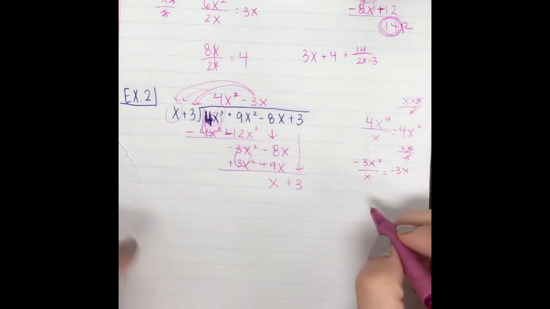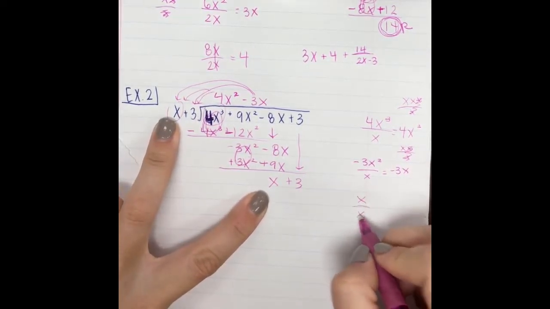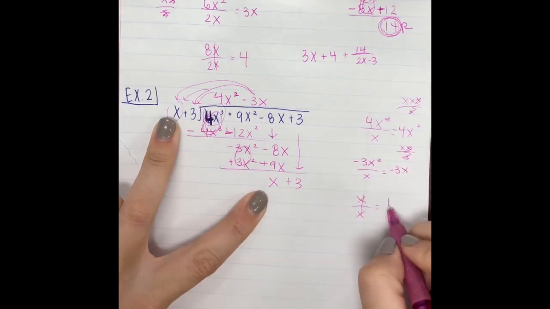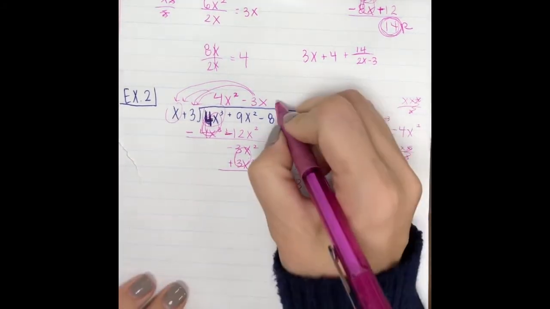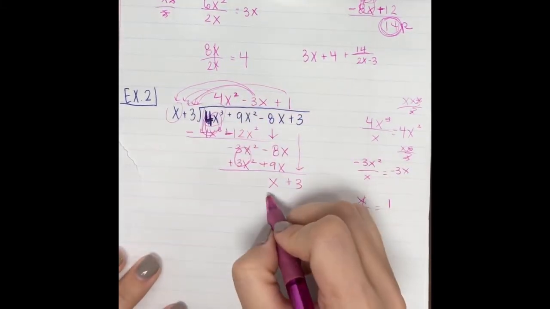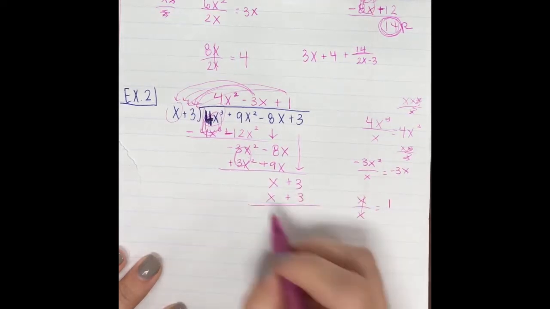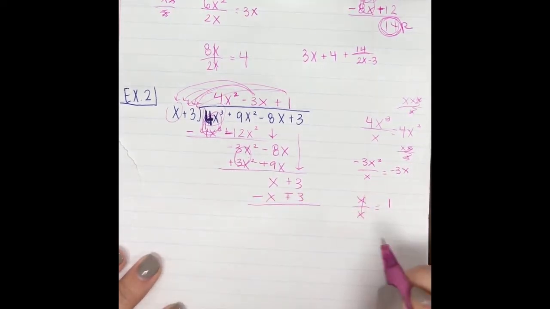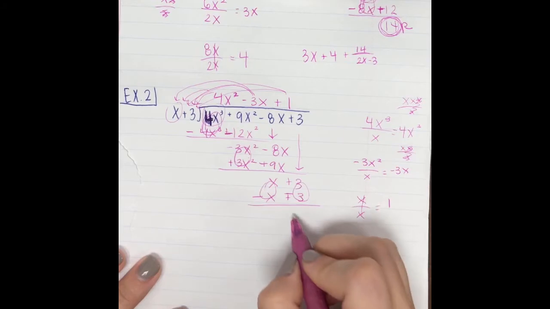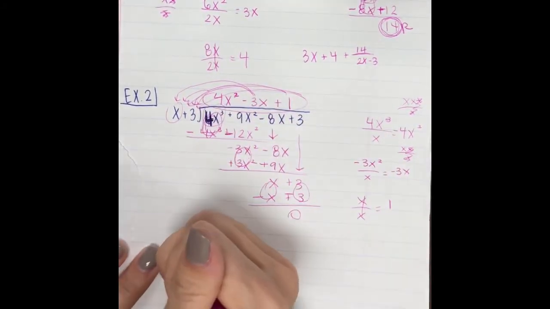New leader, so x divided by x cancels out, just leaves you 1. X divided by x is 1. So we get a plus 1. And we multiply. 1 times x is x. 1 times 3 is 3. And we have to subtract, changing the sign on both. They both end up canceling. So this is just our answer.